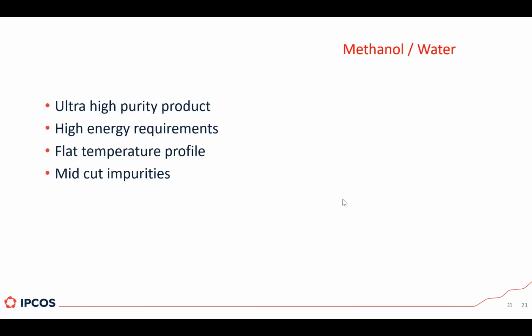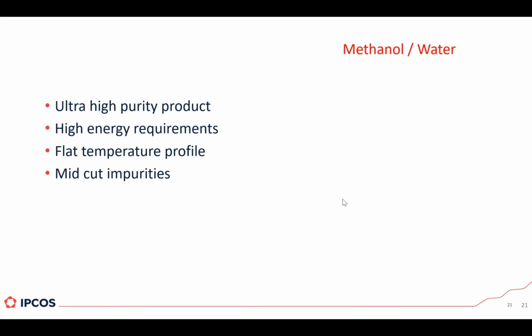Ultra high purity product, high energy requirements, because it's the same problem. At the end, if you need to cut very deep, the more you need to cut, the more you need to separate, the more energy you need. And in this case, it's a very high purity cut product. Flat temperature profile, as I mentioned, the first 30-something trays of the column just don't show any change in temperature because it's mostly methanol. Probably 30 trays below the top, you have 99.1% methanol, and then in the top, you have 99.99. You do the math and tell me how much can the temperature change in such a small composition range. But that is what they sell, what they need to get.